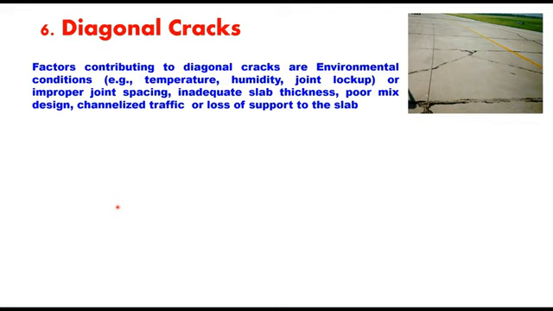Factors which contribute to the diagonal cracks are environmental conditions like temperature and humidity, joint lockup, improper joint spacing, inadequate slab thickness, poor mix design, generalized traffic, or loss of support to the slab.